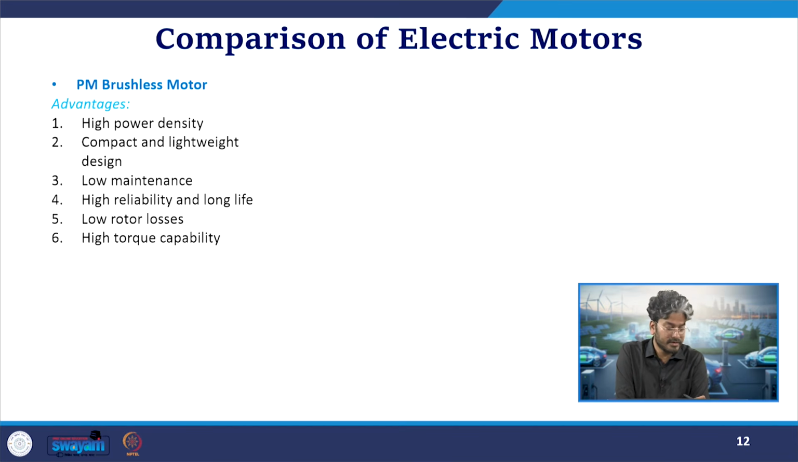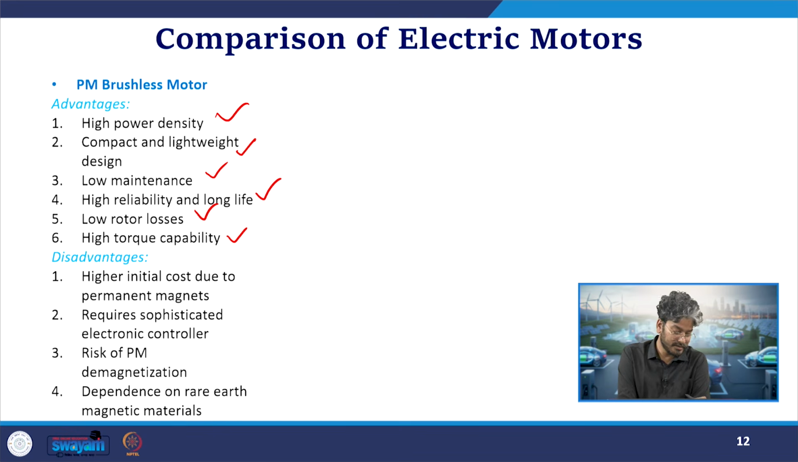Then PM motor, brushless motor. So, what are the advantages of this one? High power density, compact lightweight design, because it is a brushless design, low maintenance, high reliability and long life because it has better performance in mechanical terms because brushless operation is there. Low rotor losses, high torque density.